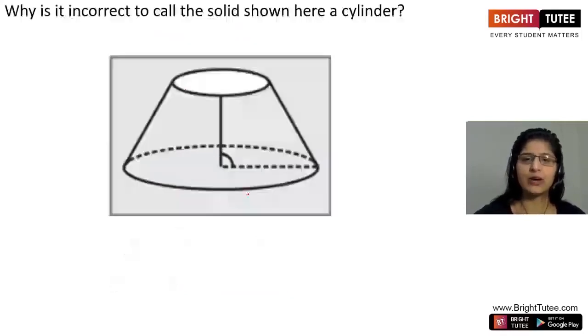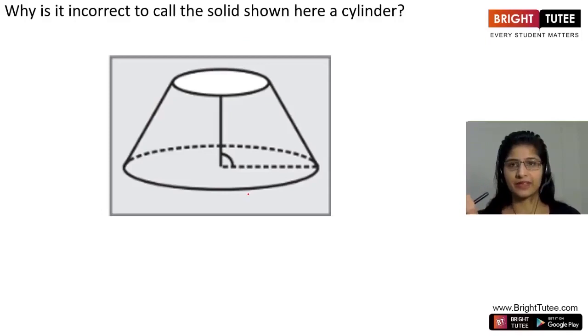Okay, now if you see here, why is it incorrect to call the solid here a cylinder? A cylinder has the top and the base surface as identical. So is this face and this face identical? No, one has a greater radius and the other's radius is smaller.